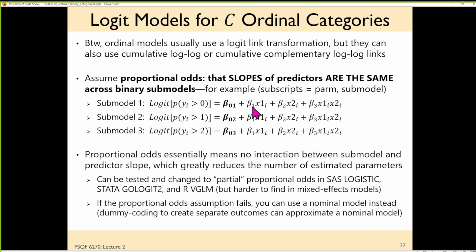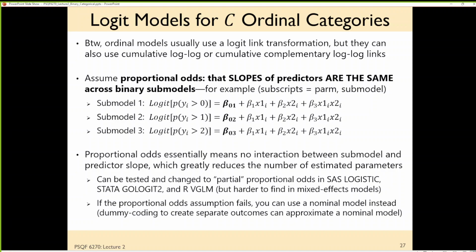So beta 1, if I'm talking in slope language, a slope is always the change in the outcome for a 1 unit change in x, right? Beta 1 is the same symbol in all three equations because it's constrained to be the same number in these models. So you're saying the change in the outcome for a 1 unit change in x doesn't care which outcome you're predicting. x1 has the same impact whether you're predicting a logit better than 0, better than 1, or better than 2.